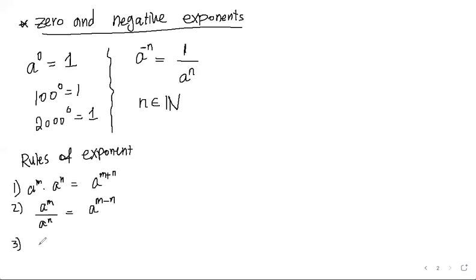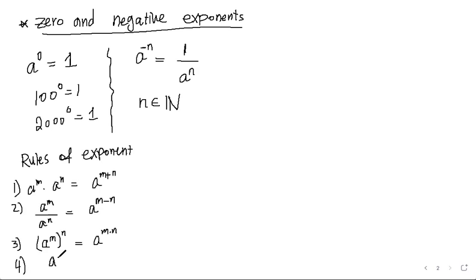Number 3, I said if I have a raised to the power m, all of these raised to the power n, equal a to the m times n. We multiply both exponents. And I gave an example last time. Any question about these? Okay. Also, I gave rule number 4.